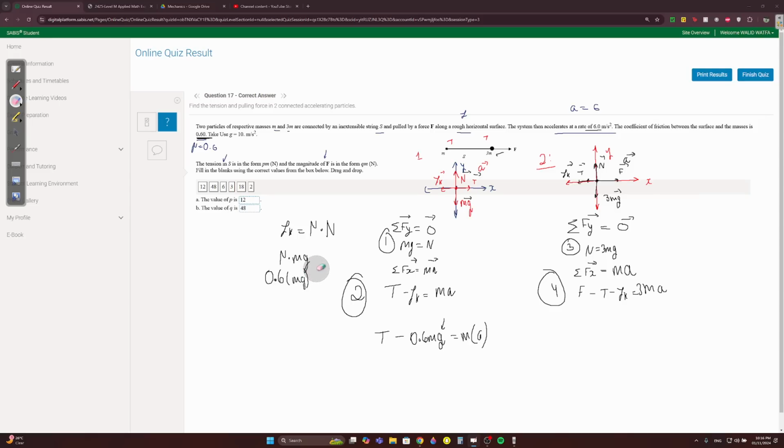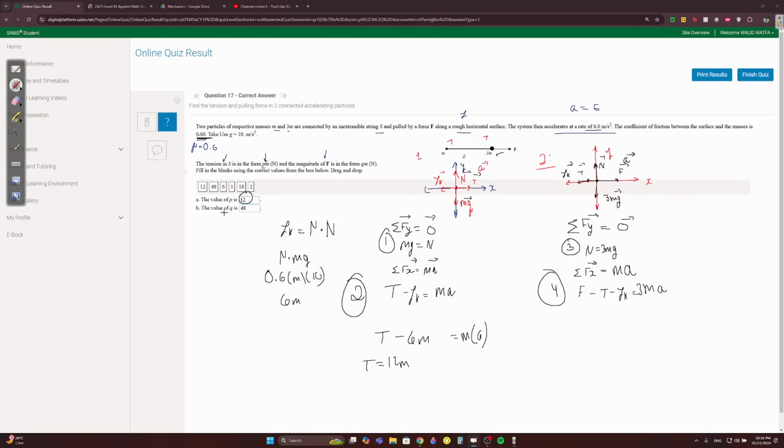And I should have done here N times mg as the mu times mg, 0.6 times m times g, which they said is 10. So you get 6m. Okay, so I should have done minus 6m here, equals m times acceleration, which is 6. Take 6m to the other side, you're going to get T is equal to 12m. So what is T equal to? It's something m.